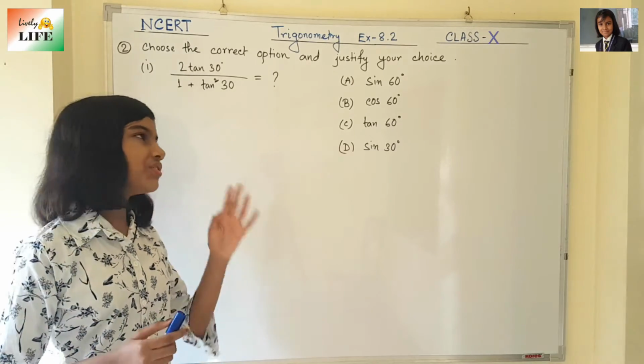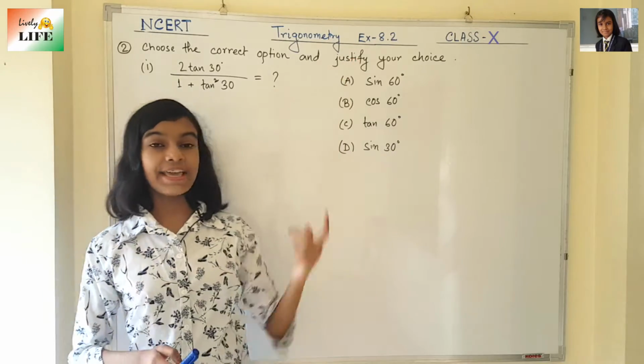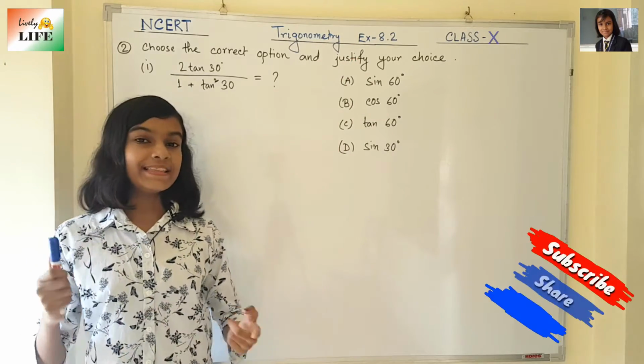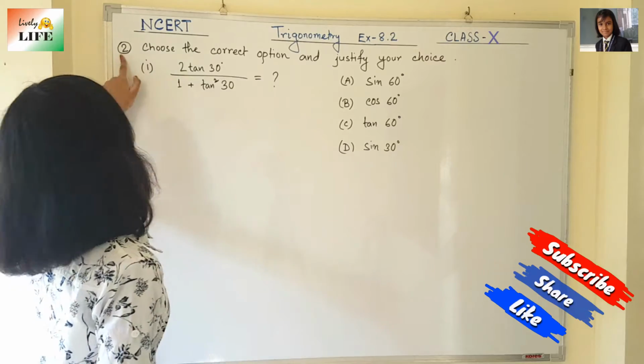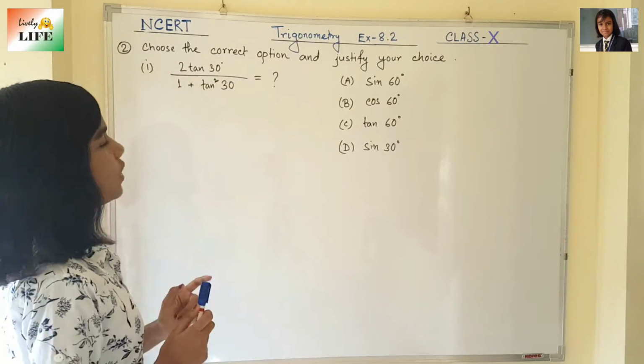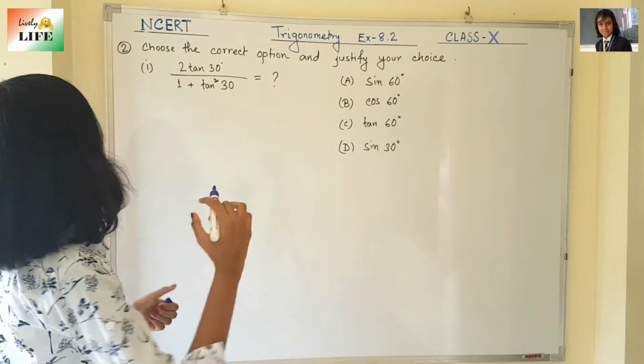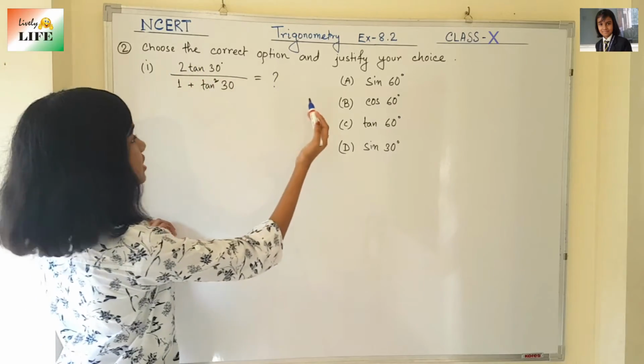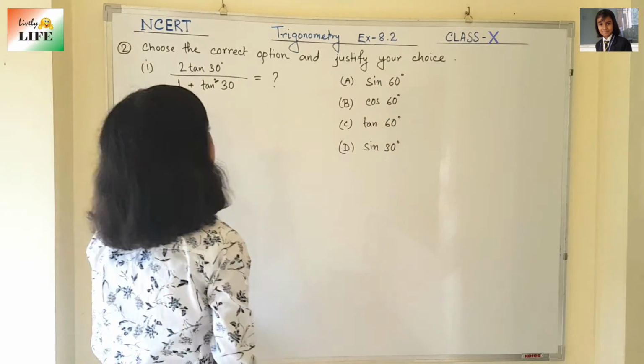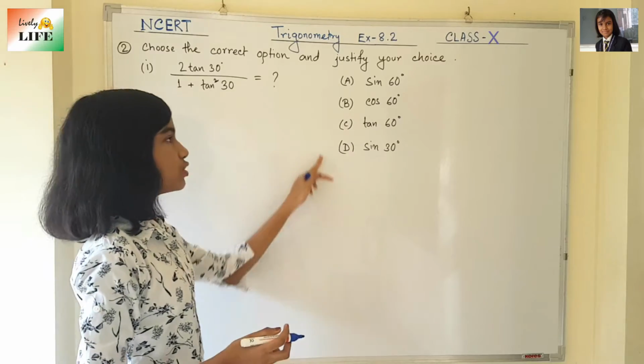In the previous video, we have already completed exercise 8.2 question number 1. In this video, we are going to start with exercise 8.2 question number 2. Okay, so let's get started. Choose the correct option and justify your choice. The question is given, we have to choose the correct option.